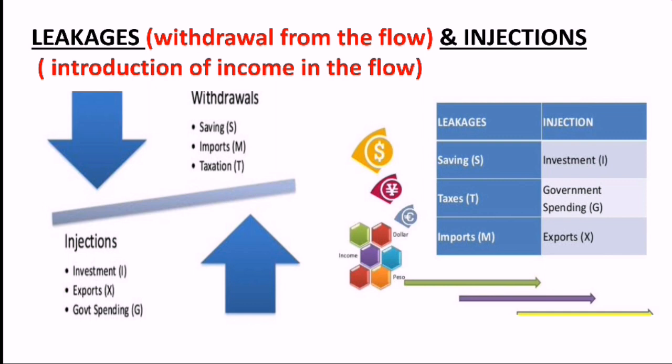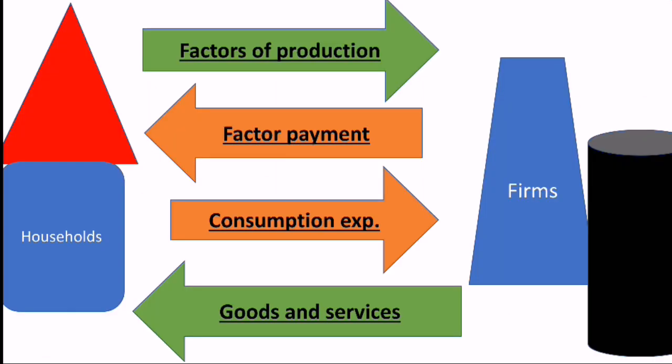And leakages have negative impact on the process of production because these withdrawals affect the economy in a negative way. For example, it reduces the flow of income and production, it reduces demand of goods and services. On the other hand, injections are good for the economy because they add to the productive capacity of the economy and generate demand for goods and services. The examples of leakages are saving, taxation and import, and examples of injection are investment, exports, consumption, etc.